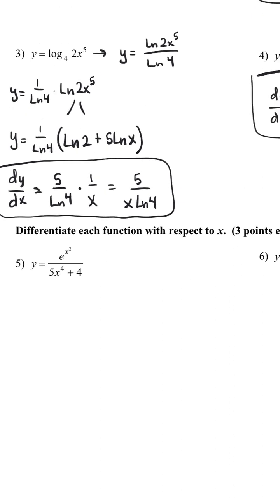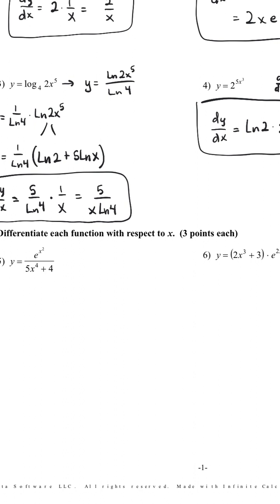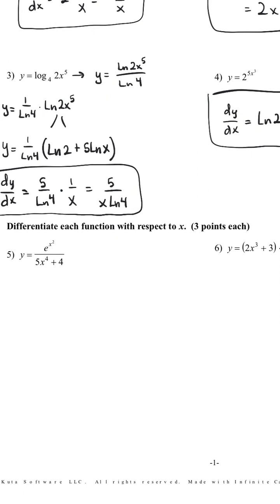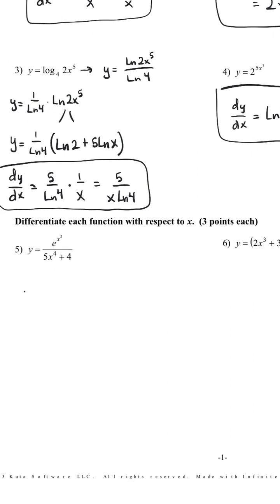Question 5 and 6 are meant to help you with two things. There are exponential expressions, so you need to remember how to differentiate base e exponentials, but then we're going to use other previous rules of differentiation, like the quotient rule here or the product rule here. So for question 5, obviously that's a quotient rule.